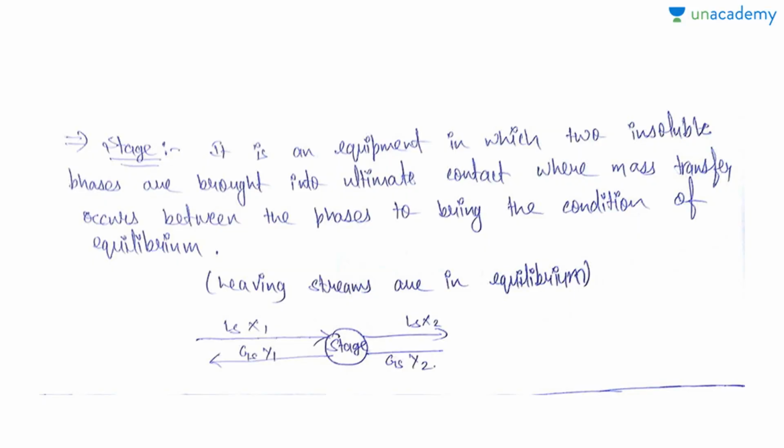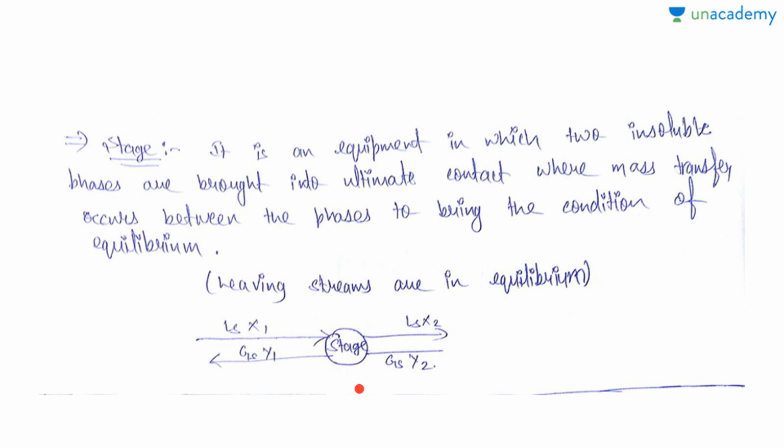So now let us discuss some more terms, which are stages and cascade. A stage is an equipment in which two insoluble phases are brought into ultimate contact, where mass transfer occurs between the phases to bring the condition of equilibrium. So the mass transfer is taking place between different phases and the condition of equilibrium is achieved.